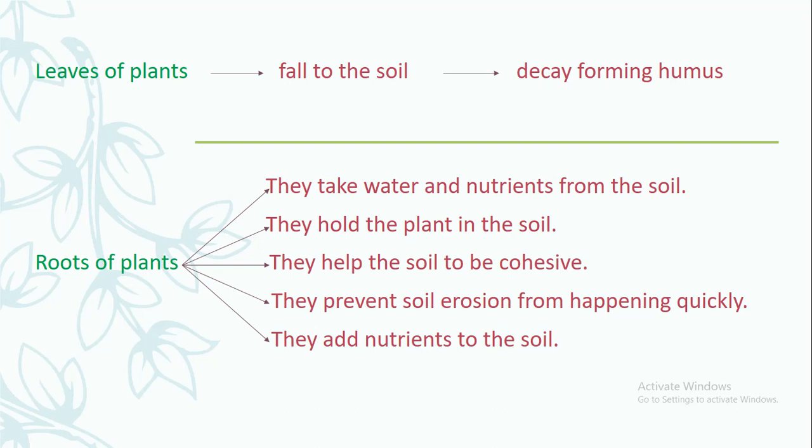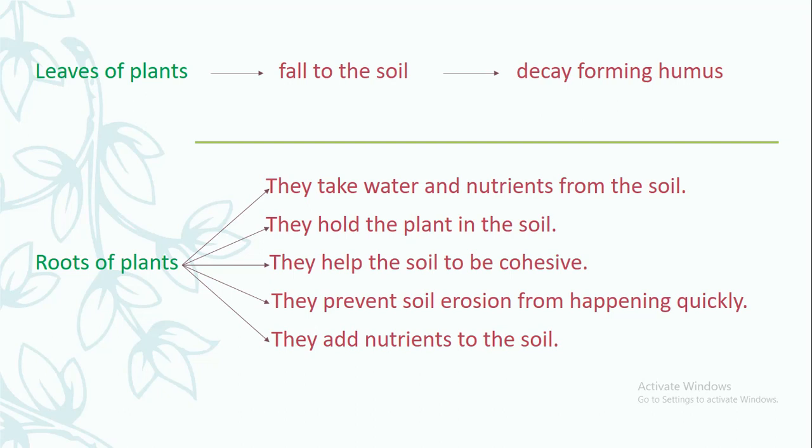What about roots of plants? Roots of plants are very important for plants and for the soil. Why? Because the roots of plants take water and nutrients from the soil to the plant. Number 2, they hold the plant in the soil. Number 3, they help the soil to be cohesive. Cohesive means stick together, to be one piece.